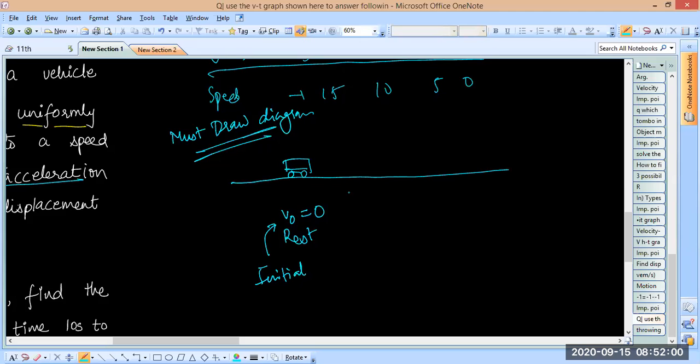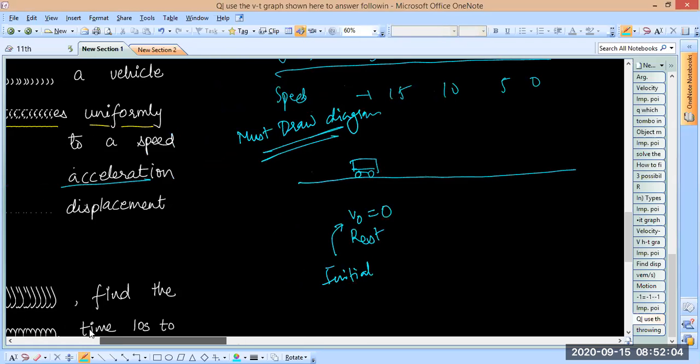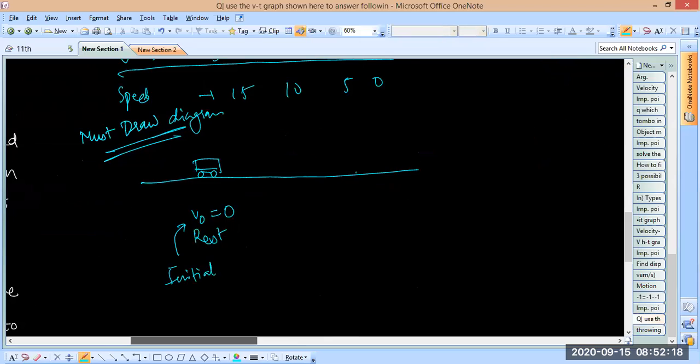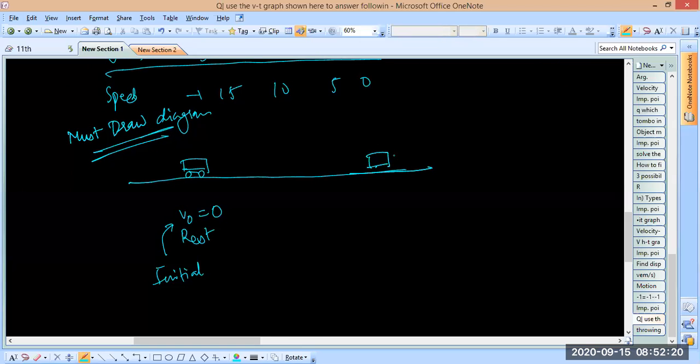Yes, acceleration unit is meter per second square. That's right. So now what's happening? The vehicle starts from rest, accelerates uniformly, means constant acceleration, to a speed of 30 meter per second in 20 seconds. Let's say that after 20 seconds, the vehicle reaches here. Right now, what is its speed or velocity? 30 meter per second towards the right-hand side. V is given. This is final velocity.